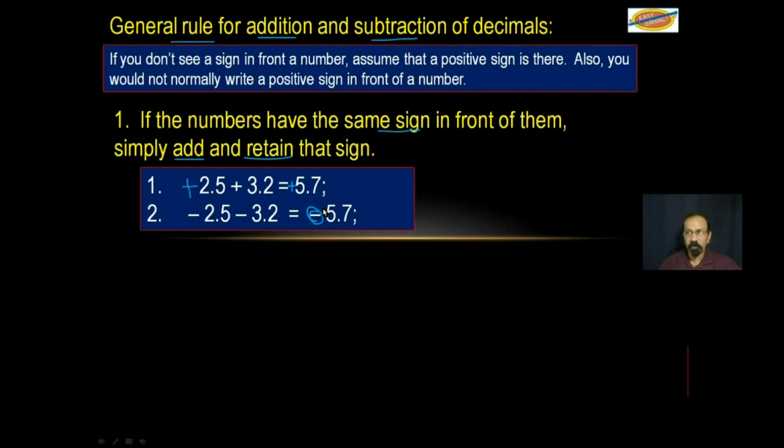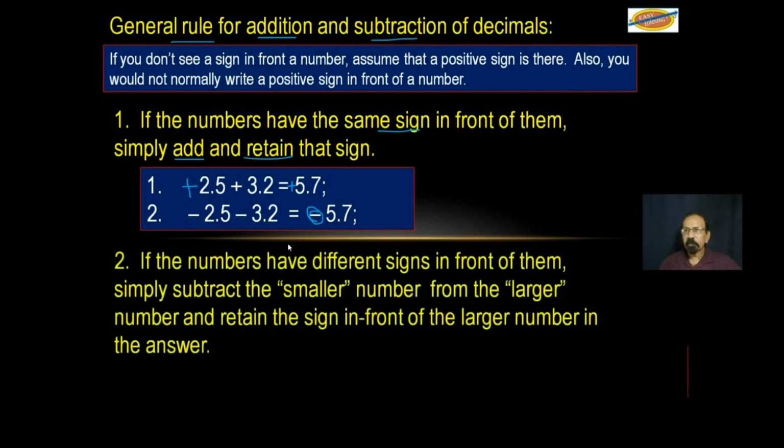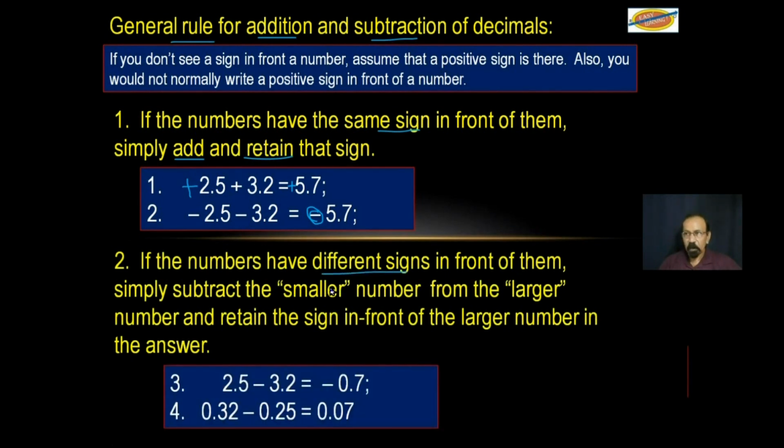This is for addition and subtraction. And if they have different signs, you will subtract, always subtract, and retain the sign in front of the larger number. So you have 2.5 minus 3.2. 3.2 is larger. Take away the 2.5 from the 3.2, you get 0.7. And because this minus is in front of the larger number, you retain the minus.